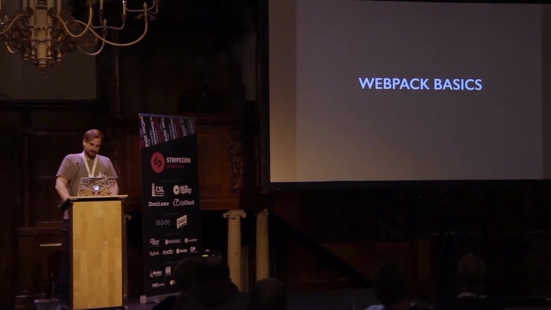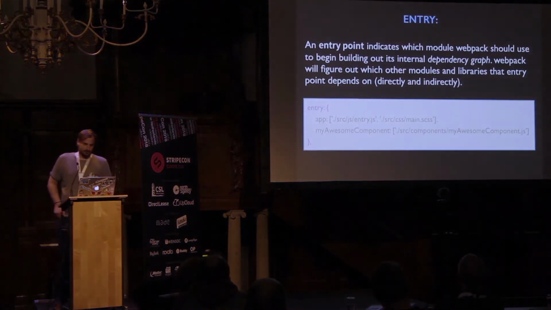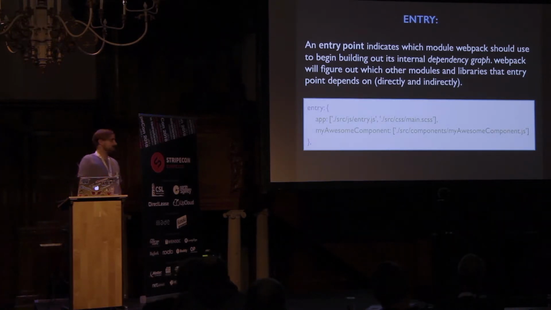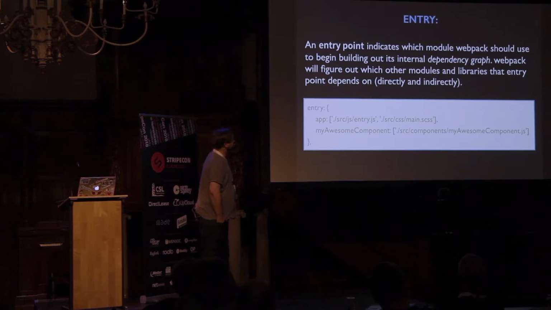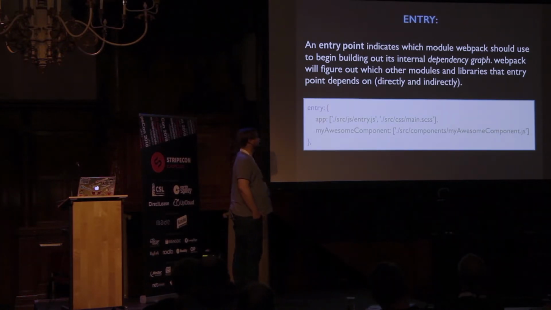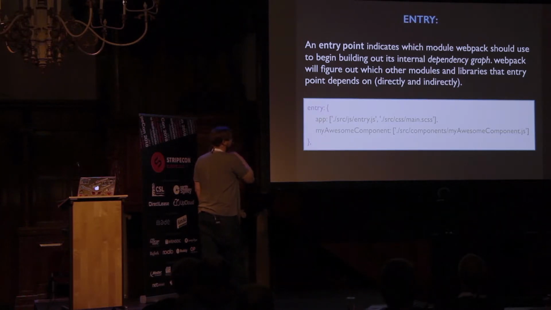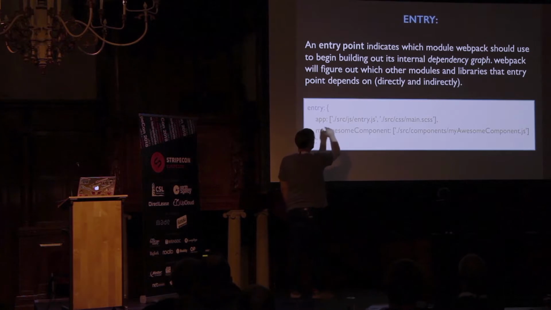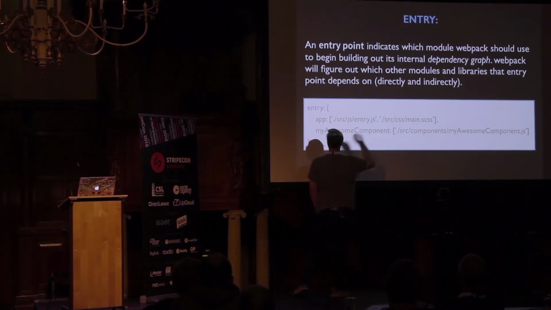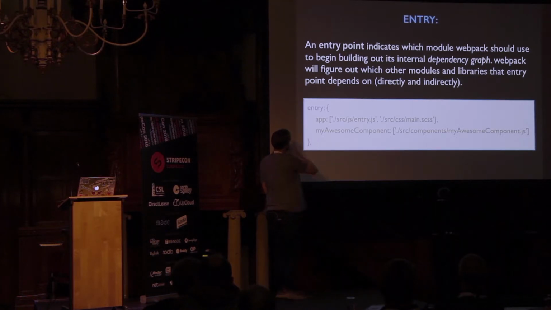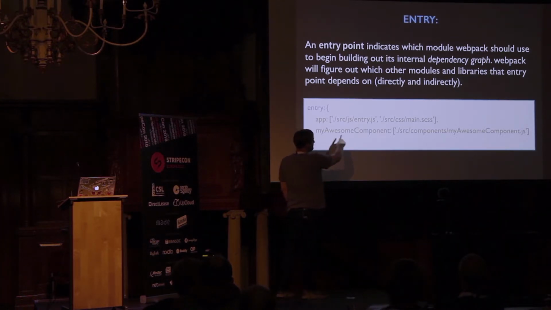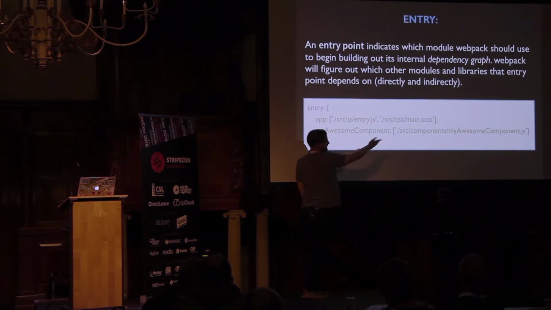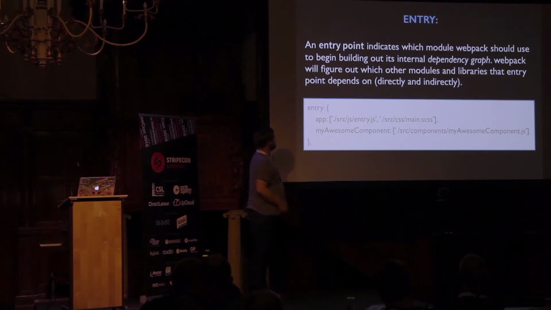So let's check out the basics. The first thing you need is an entry point. Webpack needs to know where to start the bundling. In this example, you see my main code for app.js, and here I get my CSS and my JavaScript files, and here I do something called code splitting. I have a component, and I import it, and in the end I get one bundle for app and one bundle for my awesome component.